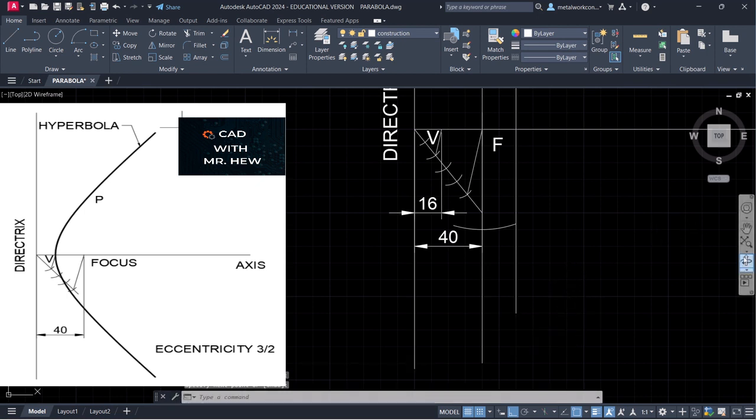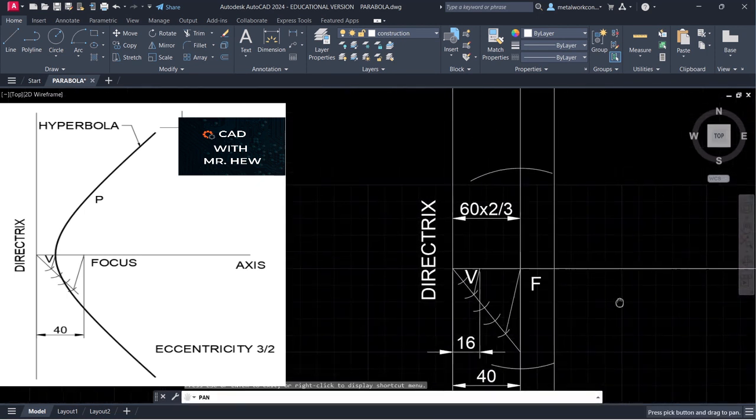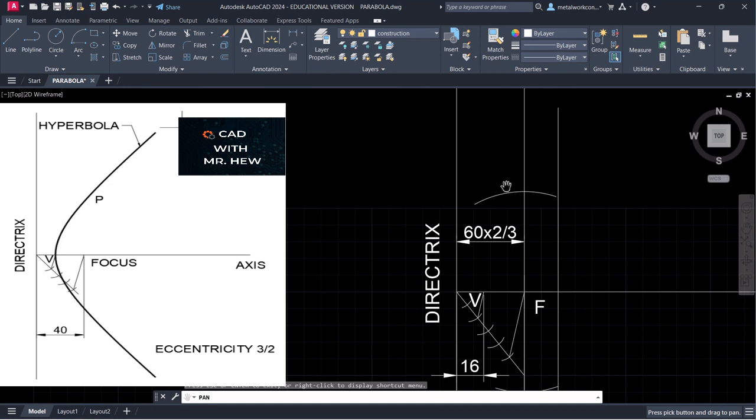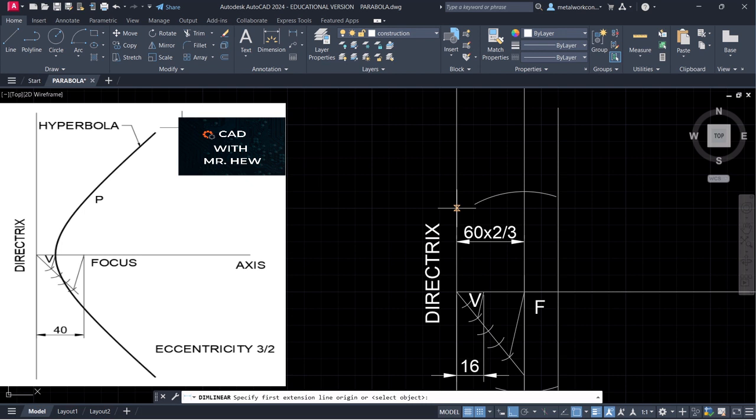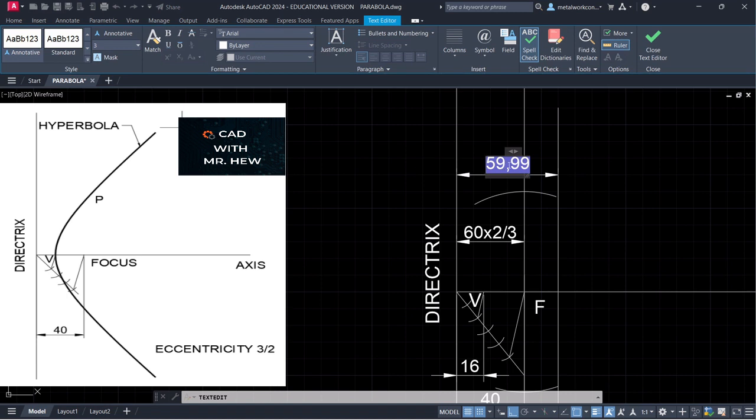60, enter. All right. So what we're going to do now, this measurement is, let us put it in. So here from there to there, and this measurement is 90 times 2 divided by 3. All right.